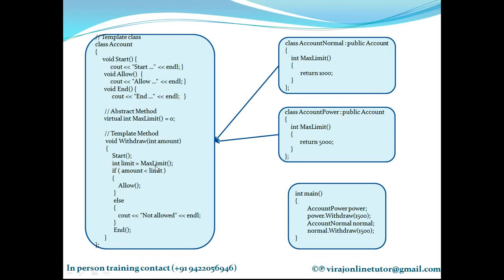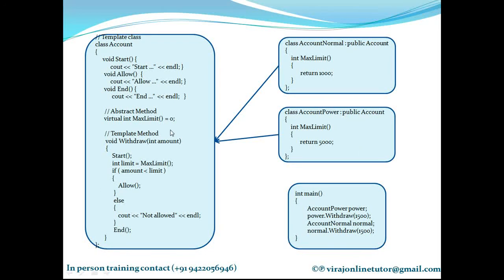The max limit is different for normal account holder and it's different for power account holder. That's why it is implemented in each of the subclasses. So max limit for normal account holder is 1000. Max limit for power account holder is 5000. That's why it is implemented in the respective subclasses.